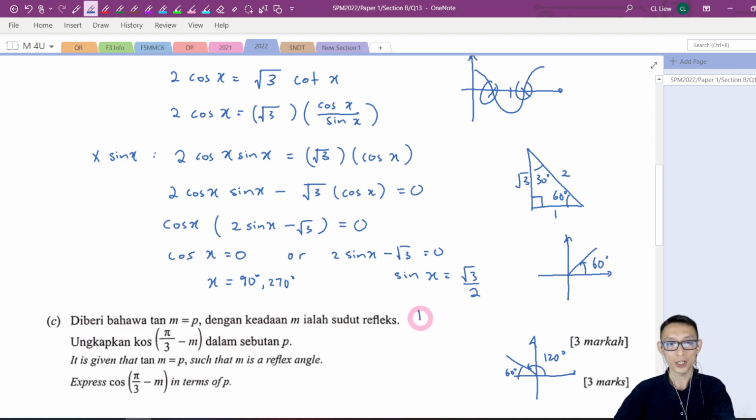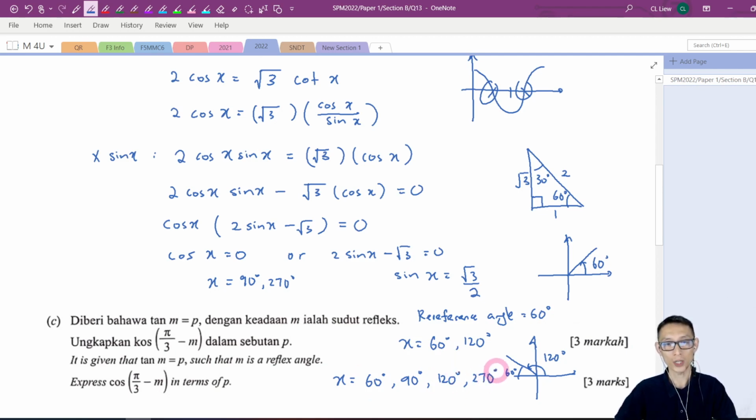So let me write over here. Reference angle is equal to 60 degrees. So x is equal to 60 degrees or 120 degrees. So from here we know x is equal to 60 degrees, 90 degrees, 120 degrees, and the last one will be 270 degrees.